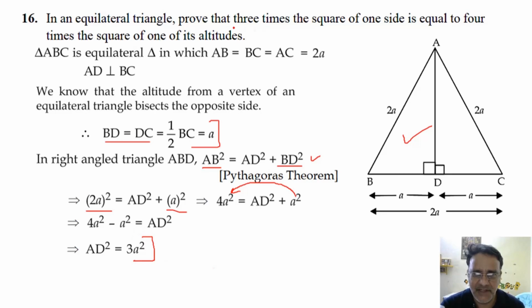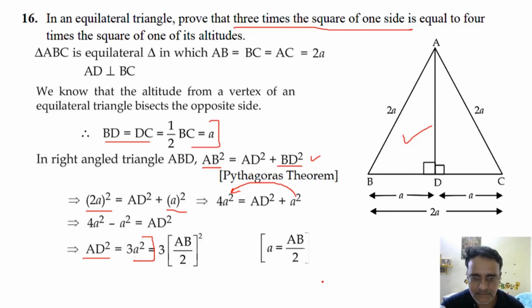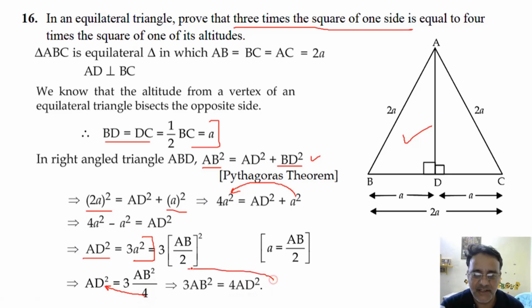Yes, sir. See, 3 times the square of one side is equal to 4 times the square of one of its altitudes. Now the side is not complete yet, the side is 2A, so we will write A as AB upon 2 whole square. Okay, because small a is AB upon 2. Now AB upon 2 whole square will become AB square upon 4. Now shift 4 to this side. So we'll get the proof. Any doubt here? No, sir. If you take A, then also you'll get the same correct answer.